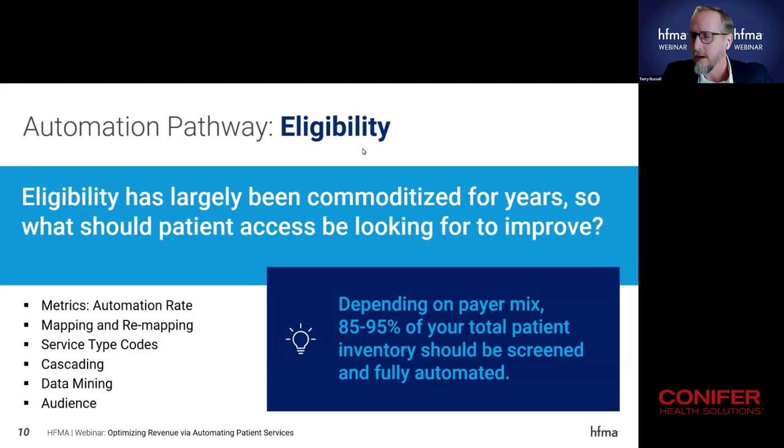Okay, we're going to walk through the automation pathways here, starting with eligibility. And look, I know eligibility has been largely commoditized for years, so what should patient access be looking for to improve? Number one, for me, you got to start with your metrics.